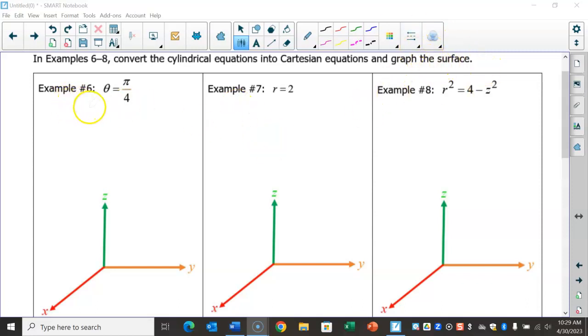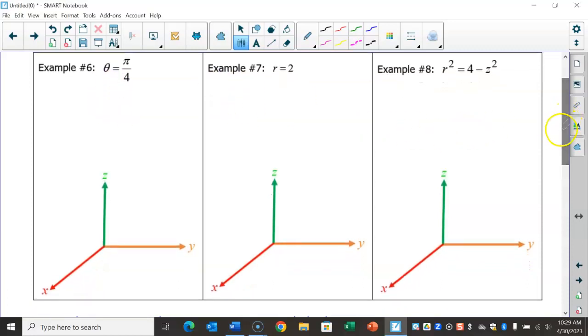So the first thing we're going to do here in example 6 is look at a very basic one: theta is equal to pi over 4. Down here, we're going to look at the positive x-axis and create an angle with the positive x-axis. That's going to be our theta, and this theta is going to be pi over 4. And as in the previous video, we can restrict our theta from 0 to 2 pi.